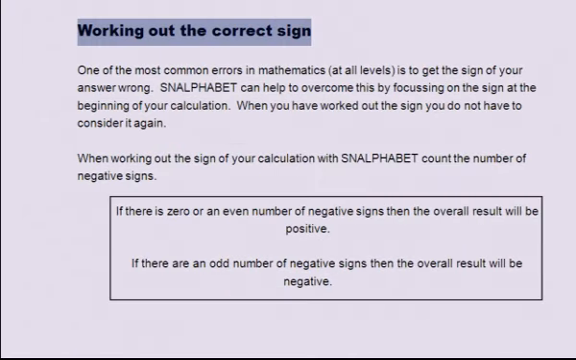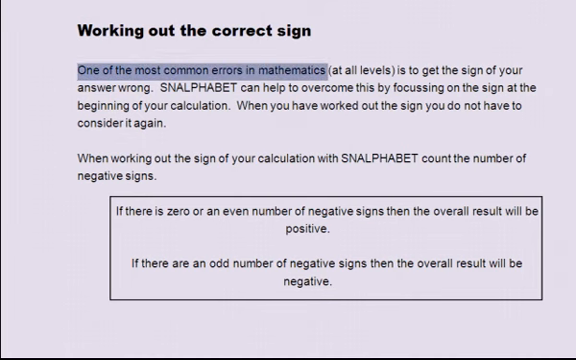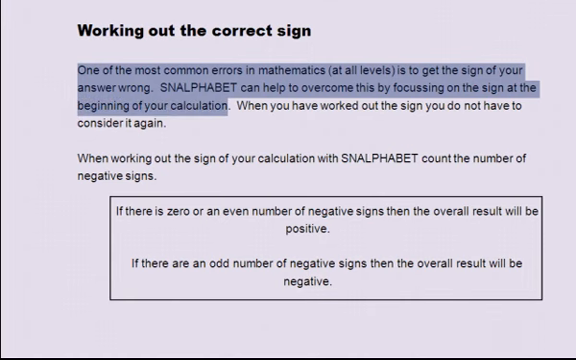Working out the correct sign. One of the most common errors in mathematics, at all levels, is to get the sign of your answer wrong. SNAlphabet can help to overcome this by focusing on the sign at the beginning of your calculation. When you have worked out the sign, you do not have to consider it again.